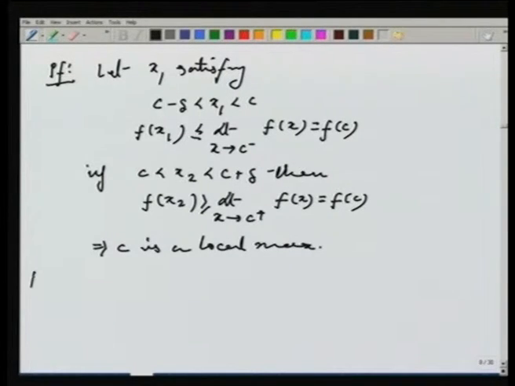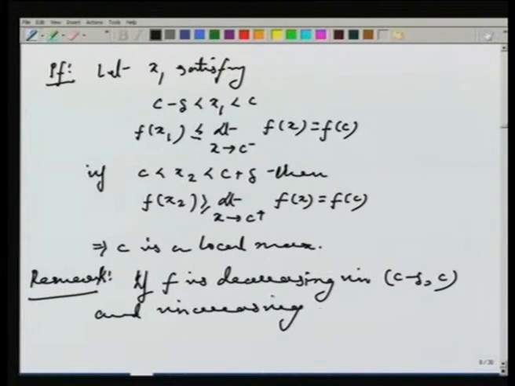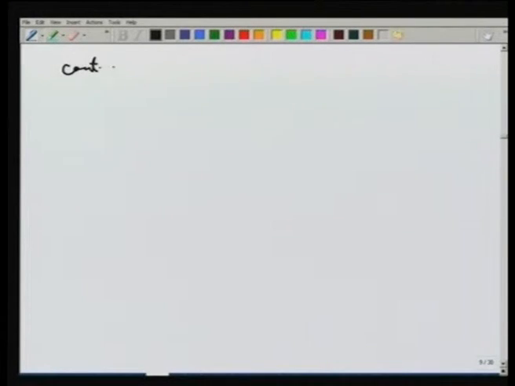Now, again as a remark, I will tell you what happens in the case of minimum. If f is decreasing in (c minus delta, c) and increasing in (c, c plus delta), then c is a local minimum. Of course, our assumption is f is continuous at c. Now, this result has an interesting corollary.